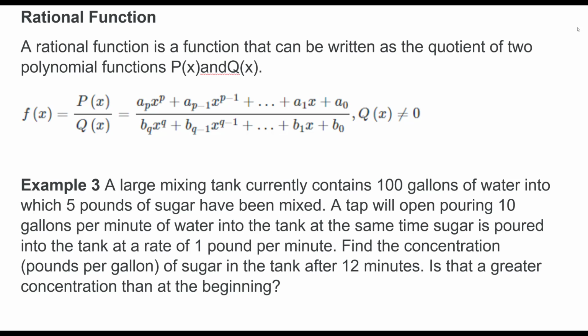So you get b sub q x to the q plus b sub q minus 1 x to the q minus 1 plus dot dot dot plus b1x plus b sub 0. So that's a rational function. Let's do a problem with a rational function.